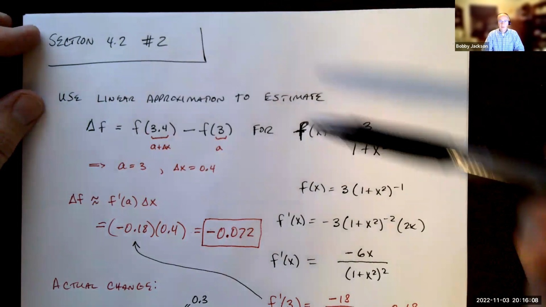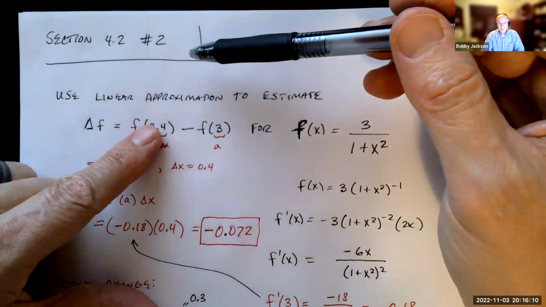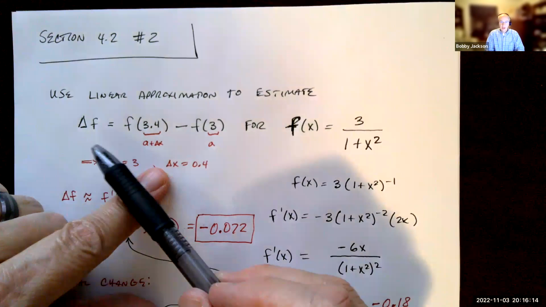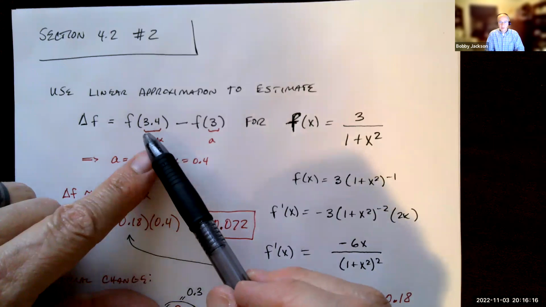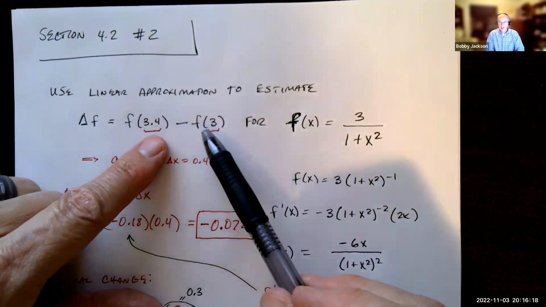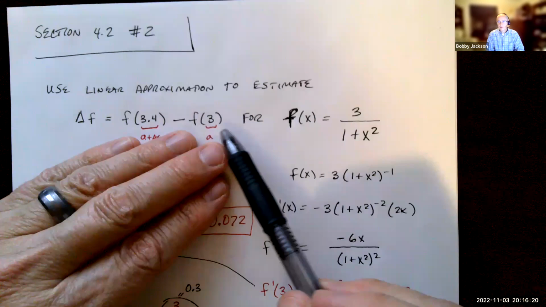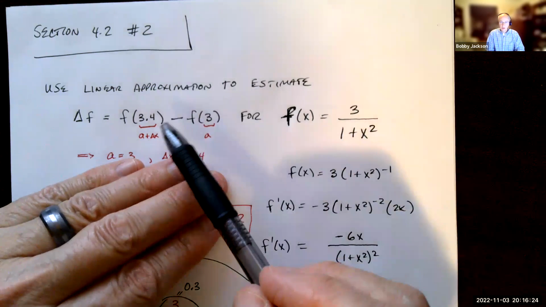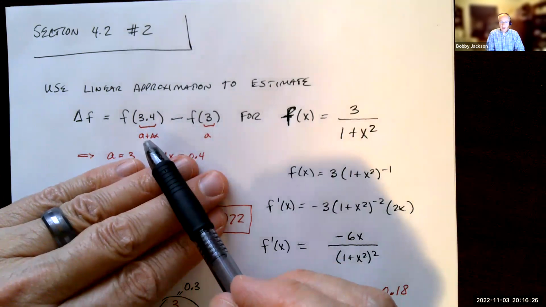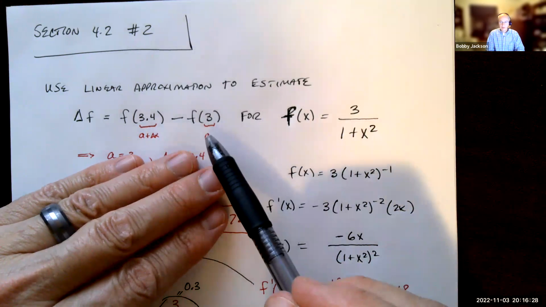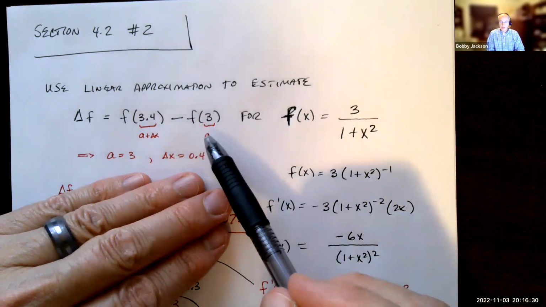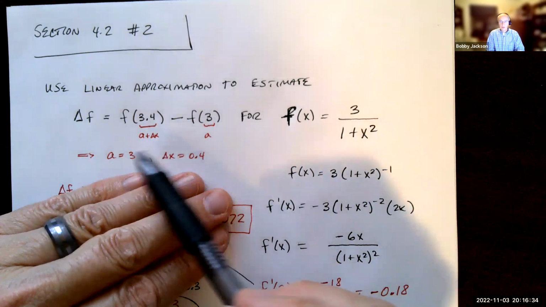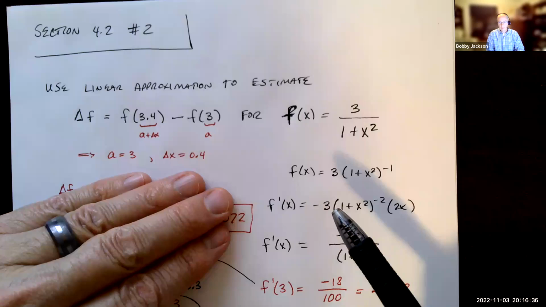Okay, let's take a look at number 2 in section 4.2. We're going to use linear approximations to estimate the change in f, which is going to be f of 3.4 minus f of 3. That's what they give us for the function f of x equals 3 divided by 1 plus x squared. So remember, this is going to be the f of a plus delta x. This is f of a. So clearly a is 3, and therefore delta x has to be 0.4, since 3 plus 0.4 equals 3.4.